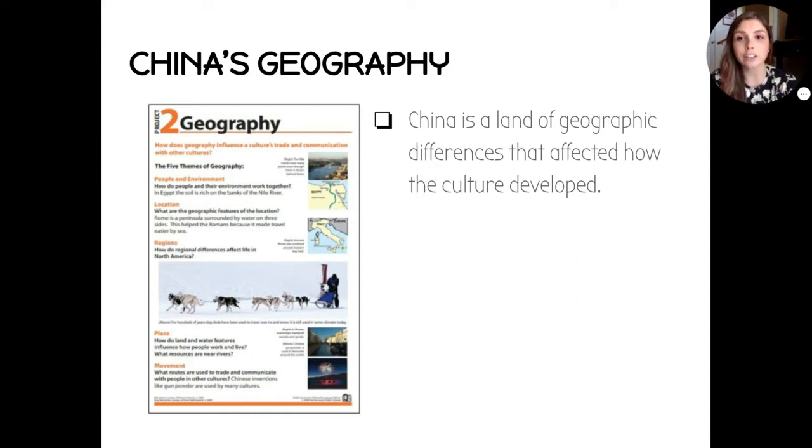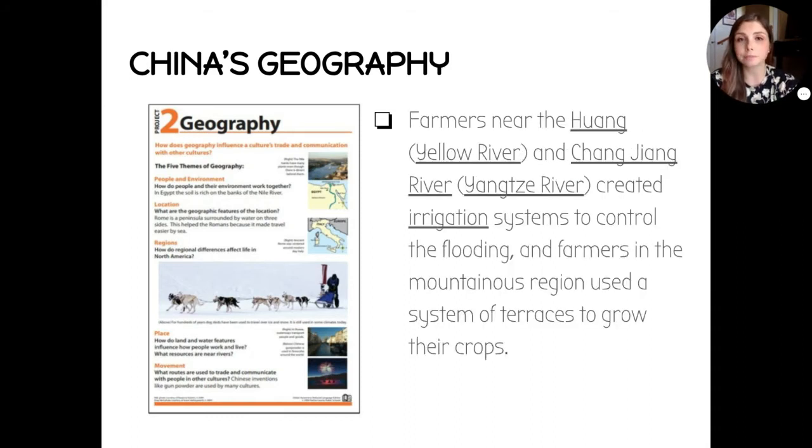How does geography influence a culture's trade and communication with other cultures? So how is early China's geography important to its beginning? China is a land of geographic differences that affect how the culture develops. So depending on where people settled in China would give them drastically different land and climate.